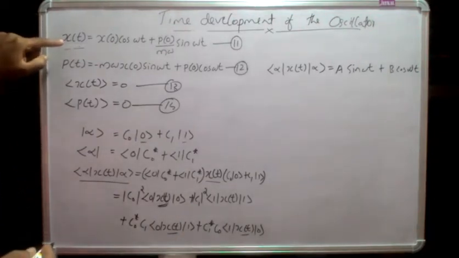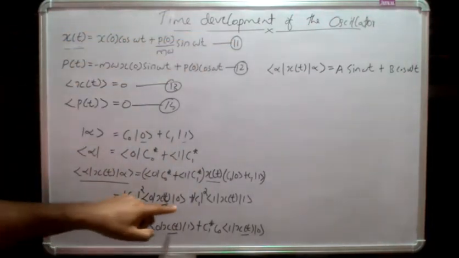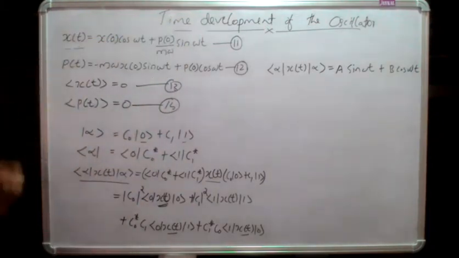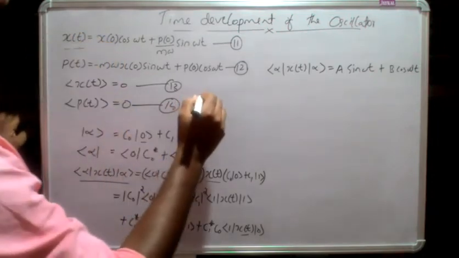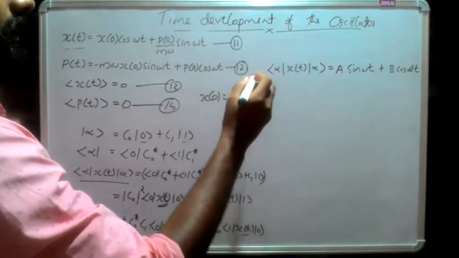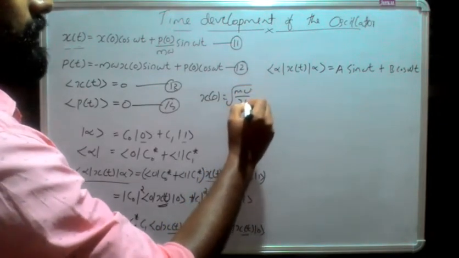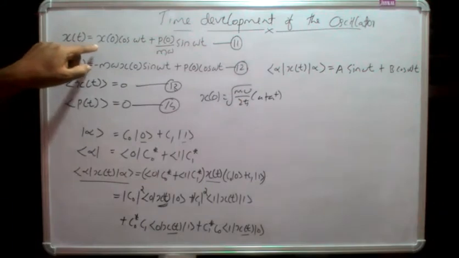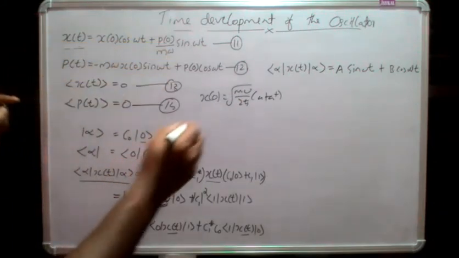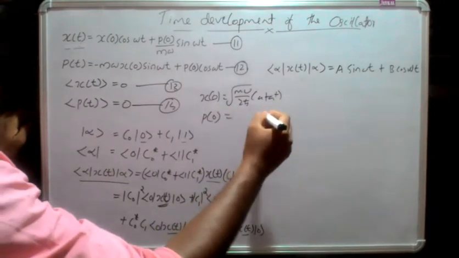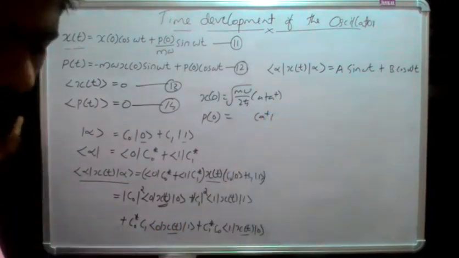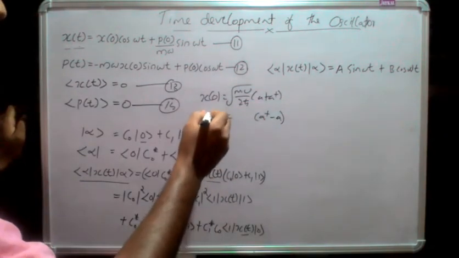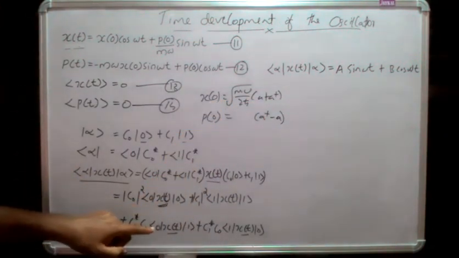So we can take the value of this operator from equation 11, and we can apply here. Here x of t is x of 0 cos omega t plus p of 0 over m omega sin omega t. And we know what is x of 0: x of 0 equals the square root of h cross over 2 m omega times (a plus a dagger). That we need to apply in the position of x of 0, and p of 0 we need to apply its operator value in terms of a dagger minus a. We have to substitute there, and there will be many steps.